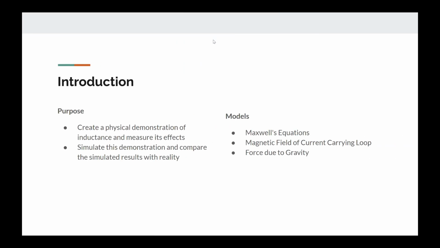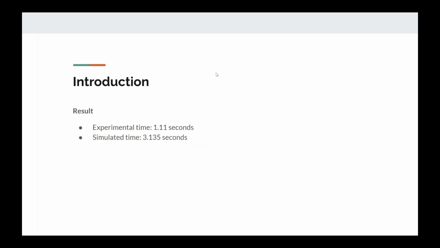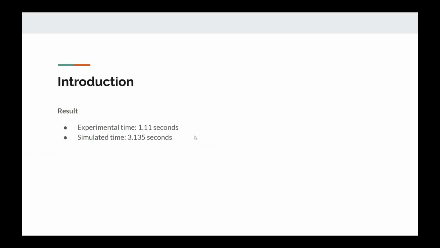The purpose of this lab was to create a physical demonstration of inductance and measure its effects, and also to simulate this demonstration and compare the simulated results with reality. Some models used were Maxwell's equations, magnetic field of a current-carrying loop, and force due to gravity. The results of this lab were that the experimental time was measured to be about 1.11 seconds, and the simulated time to be 1.135 seconds.